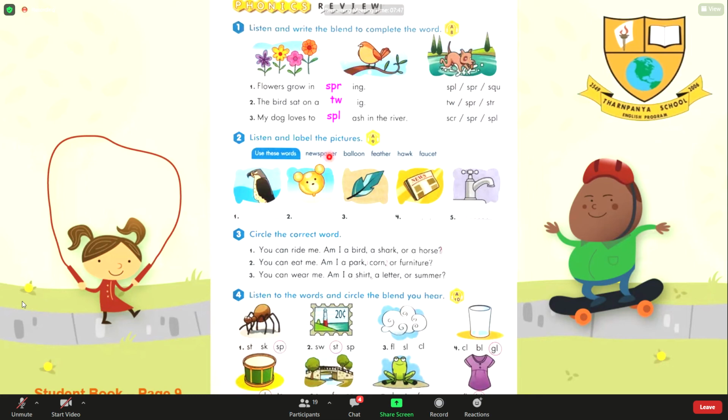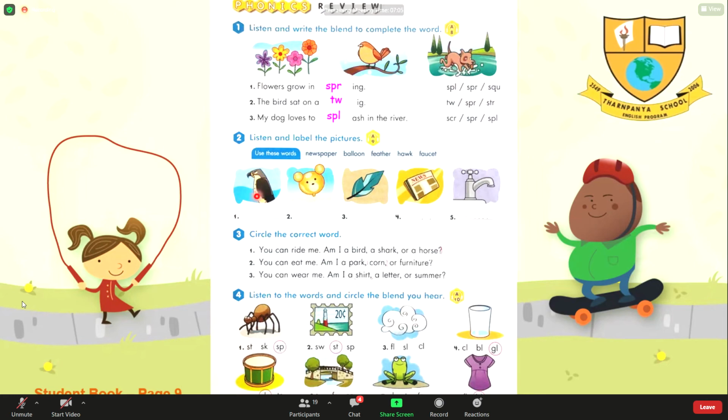If you finished, I want you to take a look at the pictures we have over here. What we are going to do now is you are going to listen and then label the pictures. I'm going to tell you the name for each of these objects, and then I want you to label and write. We have to use some of these words to label the pictures. So you're going to write the names over here. Let's start. Listen and label the pictures, right?